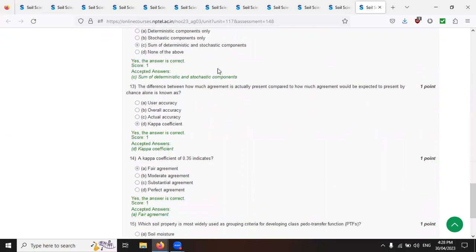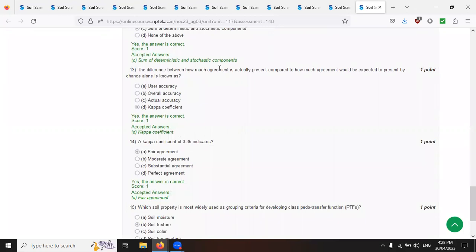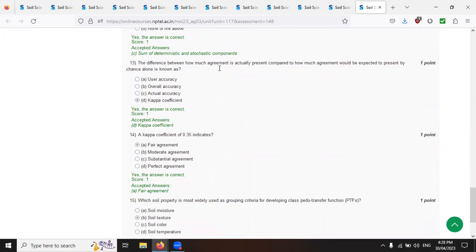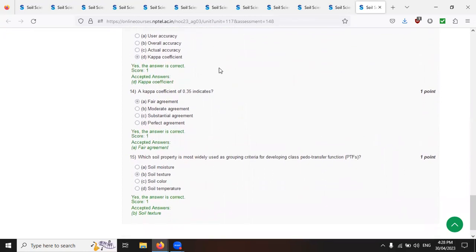The difference between how much agreement is actually present compared to how much agreement would be expected to be present by chance alone is known as, it's the kappa coefficient. The kappa coefficient of 0.35 indicates, how good is it? Fair, moderate, substantial, perfect? It's moderate. Which soil property is most widely used as grouping criteria for developing class pedotransfer functions? Moisture, texture, color, or soil temperature? Soil texture is the answer.